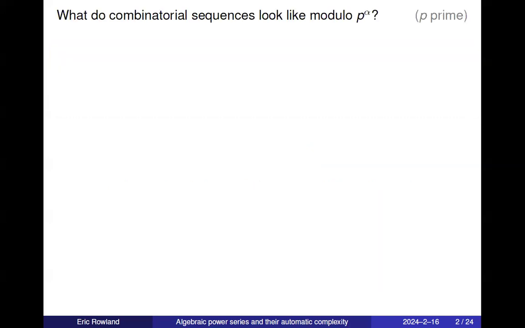So this is motivated by this question, which was the subject of several papers 15 to 20 years ago: if you take a sequence that counts something, a sequence that arises in combinatorics, and you reduce it modulo a prime or a prime power, what does the sequence look like?